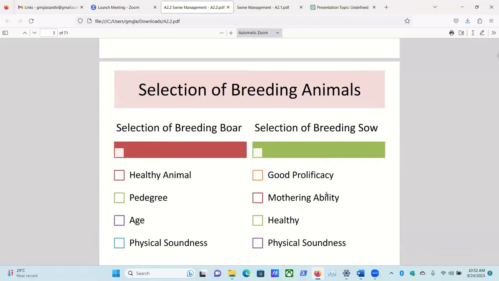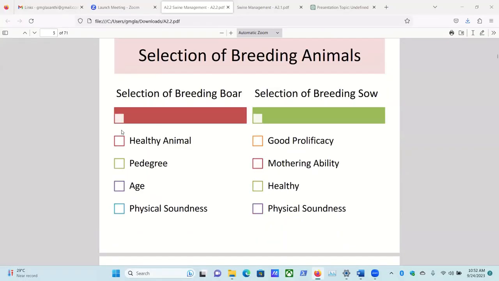So when we are selecting new animals for the breeding stock, these are the major characteristics you should check. When you are selecting a breeding boar, the boar should be healthy, with no transmissible, communicable disease. That means no contagious disease.